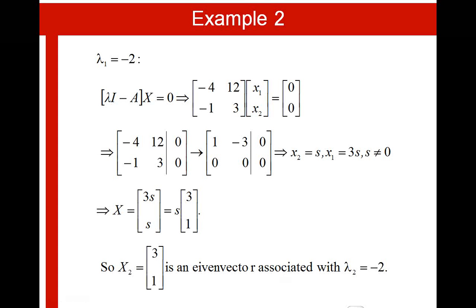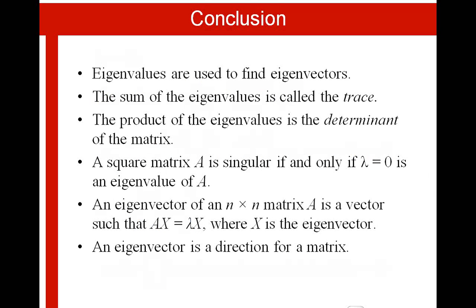Finally, as a conclusion for what we have seen so far, we notice the following. Eigenvalues are used to find eigenvectors. This is clear from our previous two examples. The sum of the eigenvalues is called the trace of the matrix. The product of the eigenvalues is the determinant of the matrix. A square matrix A is singular if and only if lambda equal to 0 is an eigenvalue of A. An eigenvector of an n by n matrix A is a vector x such that Ax equals lambda x, where x is the eigenvector. An eigenvector is a direction for a matrix A.